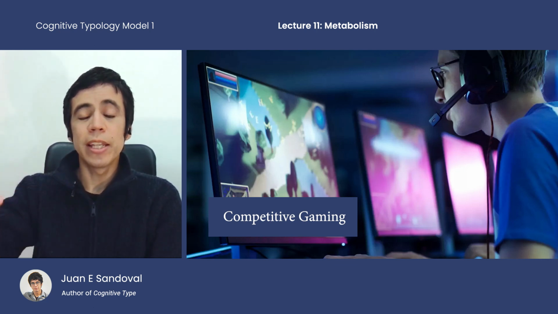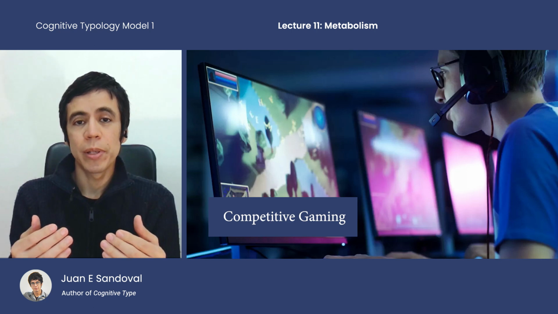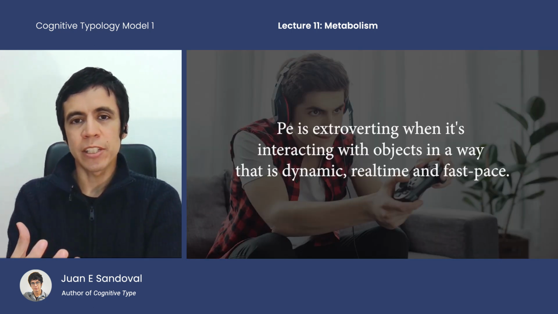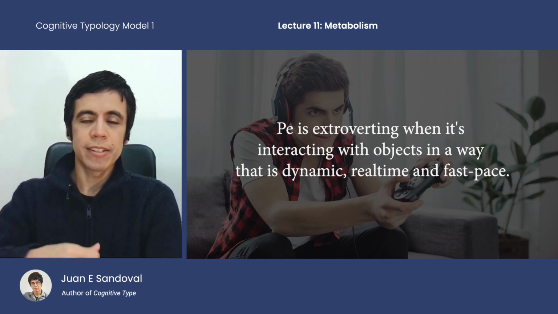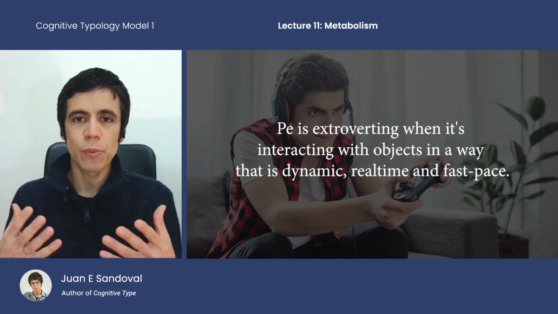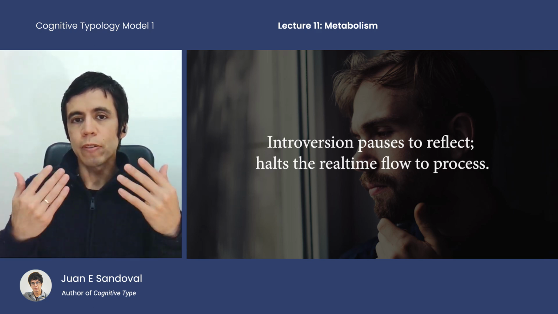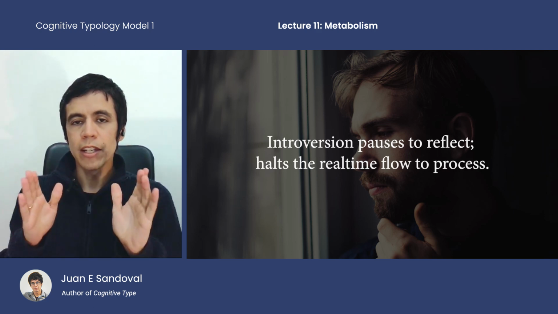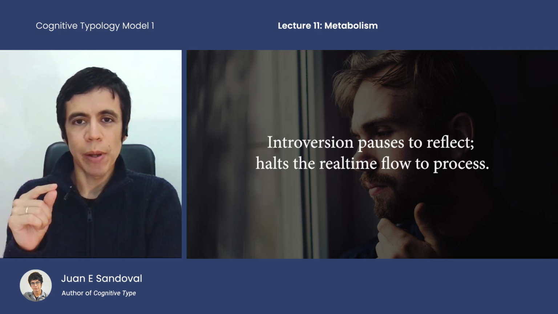You're interacting with the environment, which is the fundamental definition of extroversion. But they're using socialization level as their metric. So in the essential sense of its cognition, PE is extroverted when it's interacting with elements in a way that is dynamic, real-time, and fast-paced. Versus introversion is more about pausing to reflect, pausing the real-time to process. That is the fundamental difference between extroversion and introversion. So that's one misunderstanding about PE.